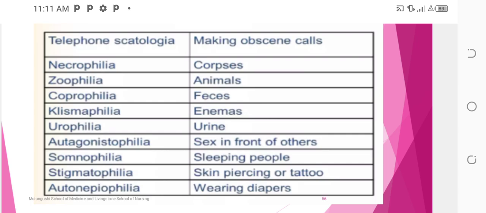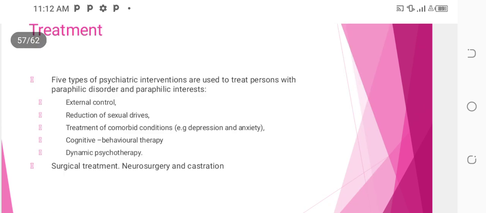Autagonistophilia is having sex in front of others. Somnophilia is having sex with sleeping people. Stigmatophilia is skin piercing or tattoos, so only people who have skin piercings or tattoos are sexually attracted to them. Then paraphilic infantilism is sometimes wearing diapers. So my colleague will continue with the treatment.